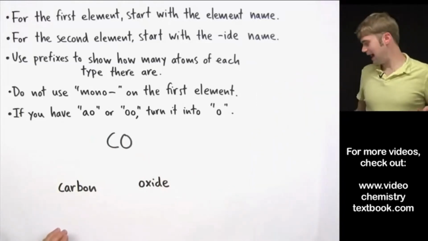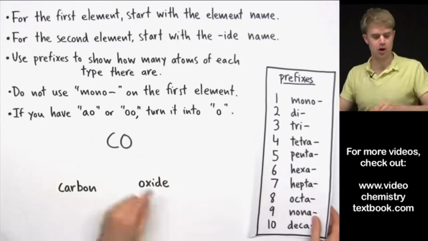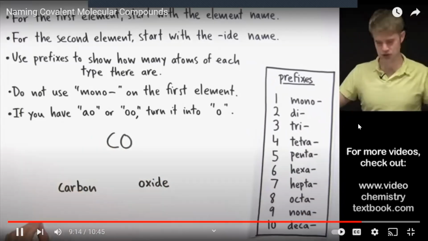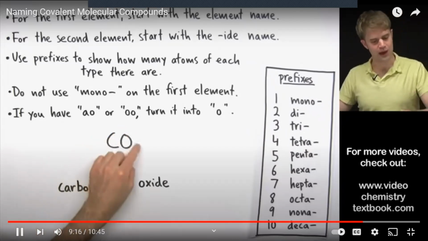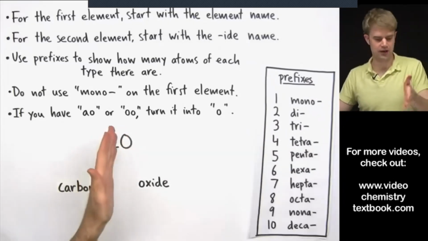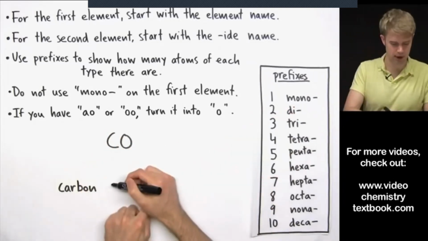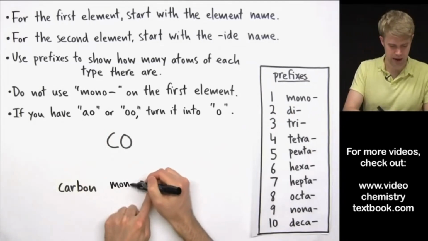Okay, so now for the prefixes. Carbon, we've only got one of them. So remember, don't put anything in front of it. We just call it carbon. But we have one O, and if you have one of the second element, you do use a prefix. So we use the mono prefix here. So mono.